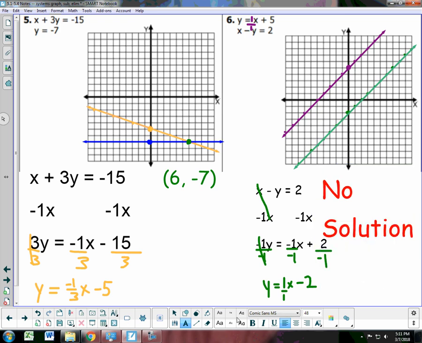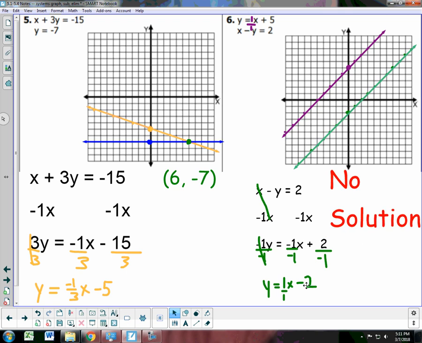All right. So try out the 5-1 homework to practice this.